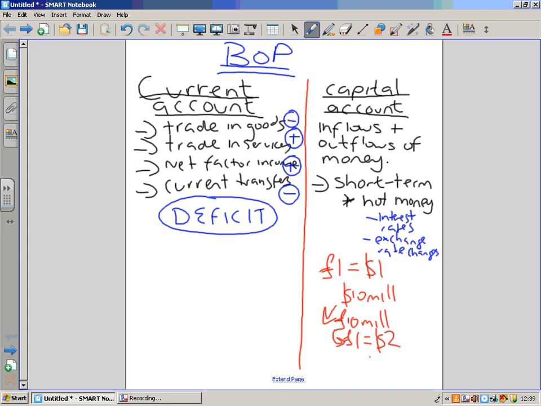If the American citizen after this time was to transfer his money back to America, his £10 million would become $20 million. So the American's $10 million investment has become $20 million just because of the changing exchange rates. So again, it's short term.